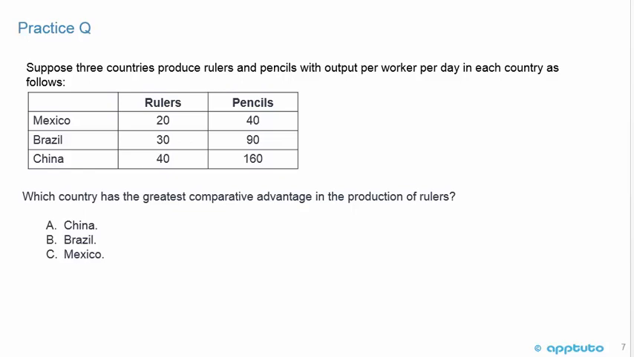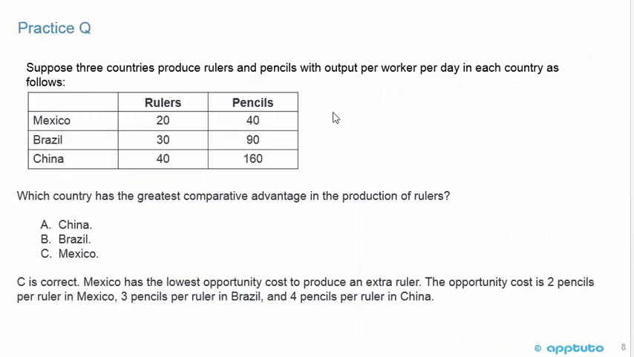So we've got 3 countries, Mexico, Brazil, and China. And for rulers, Mexico produces 20 per worker per day, Brazil produces 30, and China produces 40. With regards to pencils, Mexico produces 40 pencils per day per worker, Brazil 90, and China 160. So which country has the greatest comparative advantage in the production of rulers? A, China, B, Brazil, or C, Mexico?